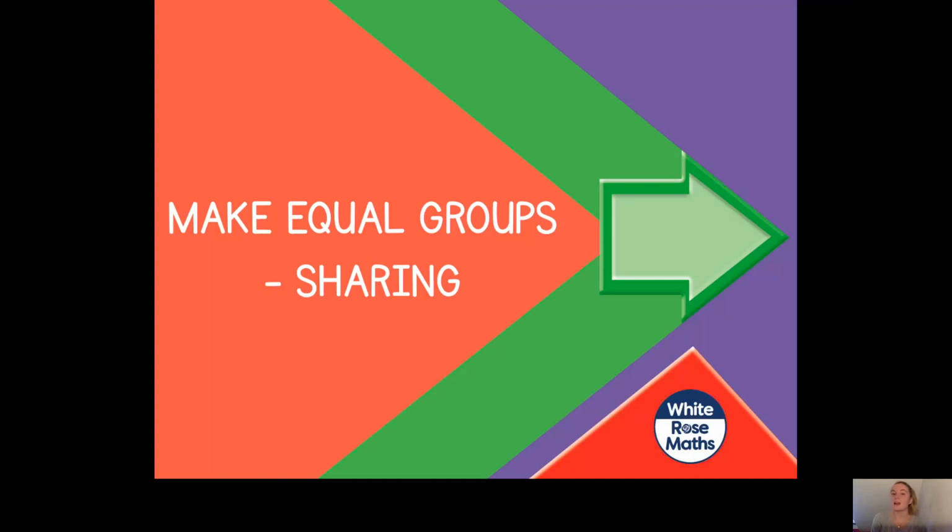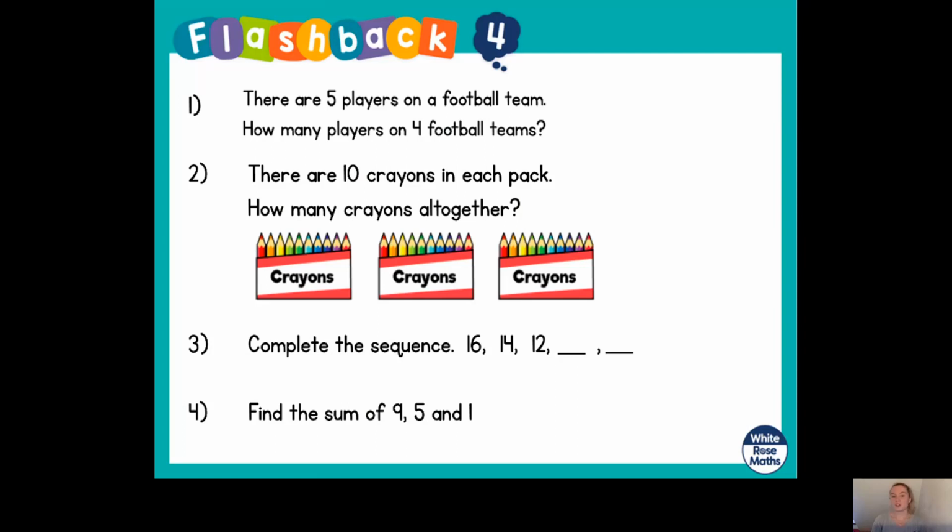So let's look at our flashback. Here's your flashback for today. There are 4 questions. In the first question, there are 5 players on a football team. How many players on 4 football teams? So could you come up with a multiplication number sentence to work out how many players are on 4 football teams if there are 5 in one football team?